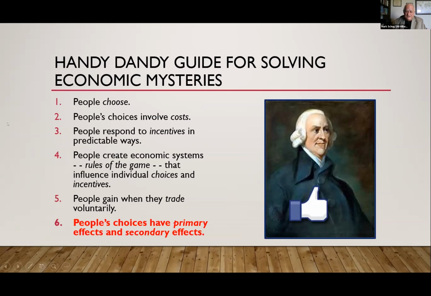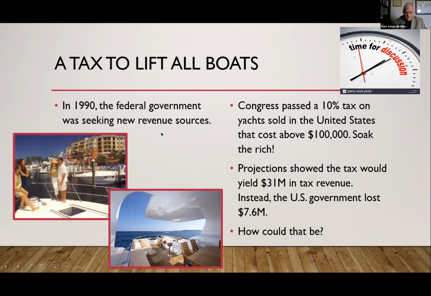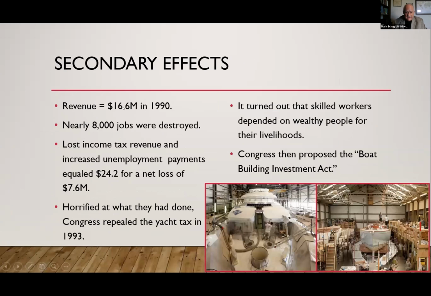And so, do you see what you just did? You predicted that rich people who buy yachts make choices. Those choices involve costs. They're responding to an incentive, a change in the rule of the game. And the primary effect was, oh, we're going to get a little more tax revenue. And they did. And they got $16.5 million. But they destroyed 8,000 jobs.